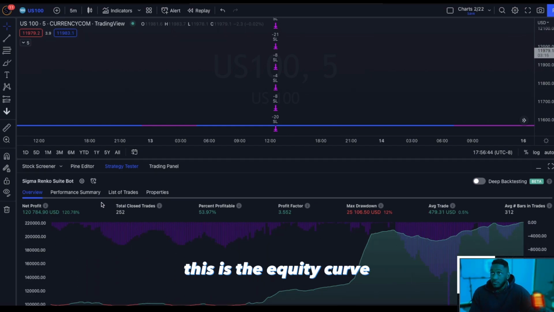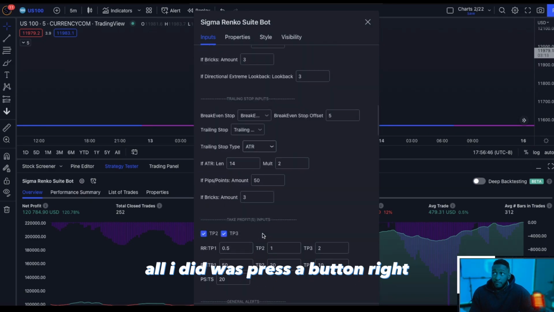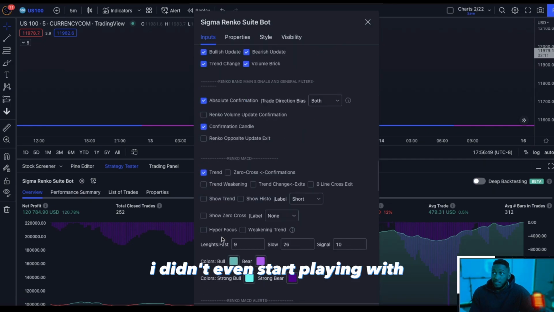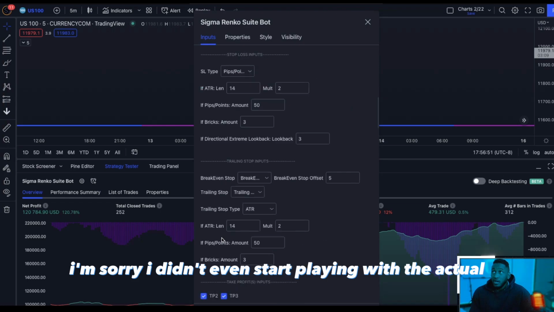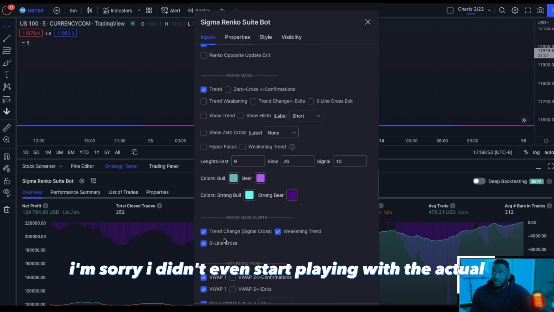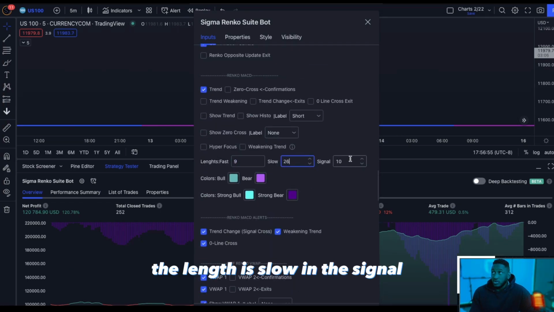This is the equity curve, and all I did was press a button, right? All I did was click a button. I didn't even start playing with the length, the slow, and the signal.